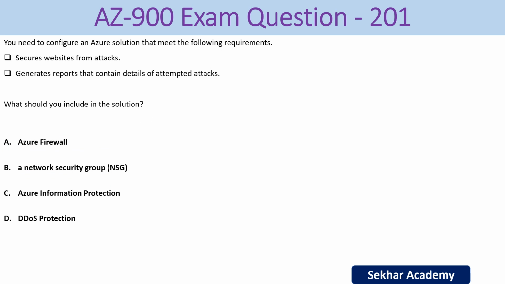AZ-900 exam question number 201. You need to configure an Azure solution that meets the following requirements. Requirements are: secure websites from attacks, and generate reports that contain details of attempted attacks. Question: what should you include in the solution? So the options we have: A. Azure Firewall, B. A network security group, C. Azure Information Protection, and D. DDoS Protection. So the right answer is DDoS Protection.